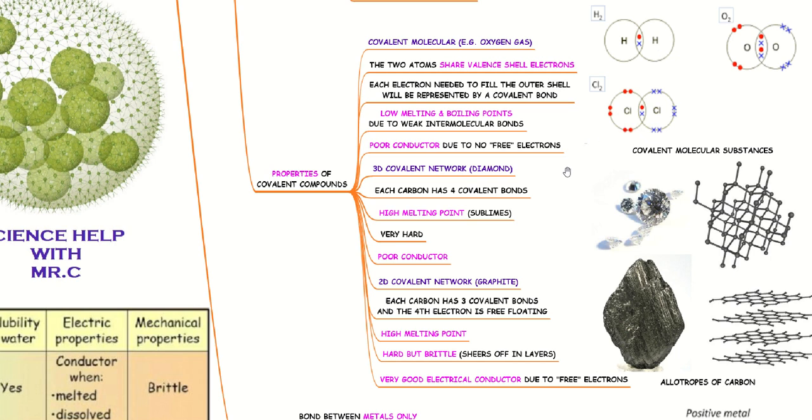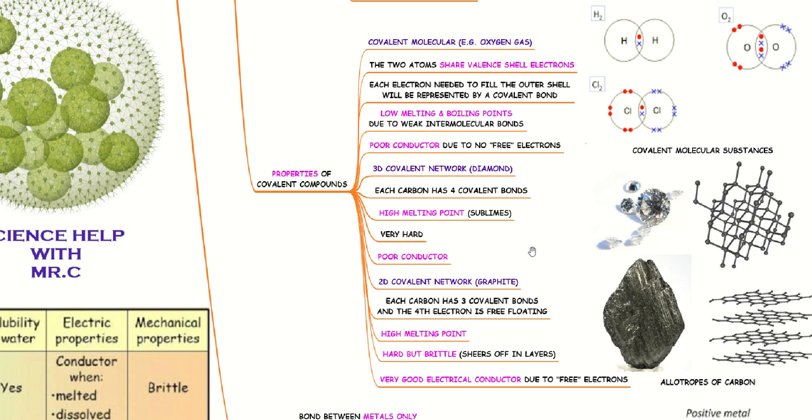Right, next up we have a 3D covalent network, which is a diamond. In a diamond, each carbon is covalently bonded to 4 other carbon atoms. This gives it a very, very high melting point. In fact, it doesn't go through a liquid phase, it just sublimes, goes straight into gas. It's very hard because the bonds are very, very strong, but a poor conductor because there are no free electrons hanging around.